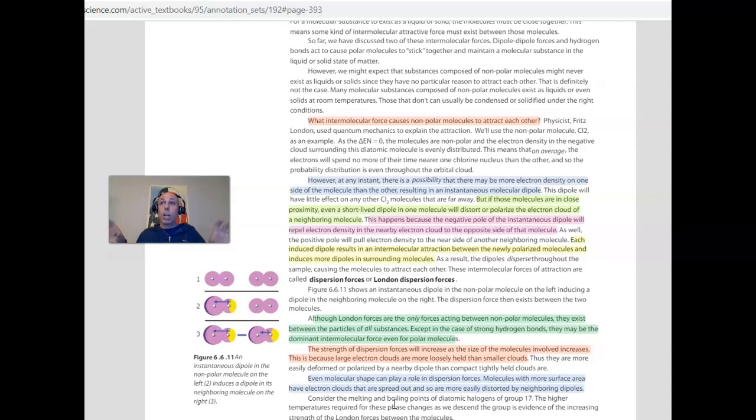In fact, two fairly massive polar molecules, which experience dipole-dipole forces, might actually experience stronger London dispersion forces because they're so massive than the dipole-dipole force they experience from their polarity. So, just something to think about. And we'll come back to that as we answer some questions in a bit.